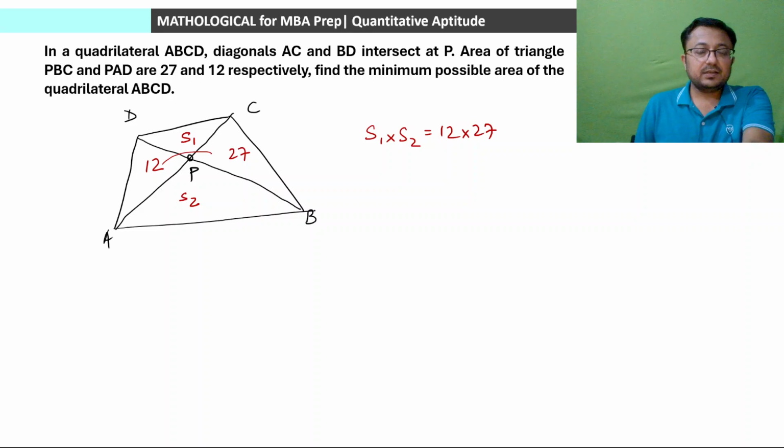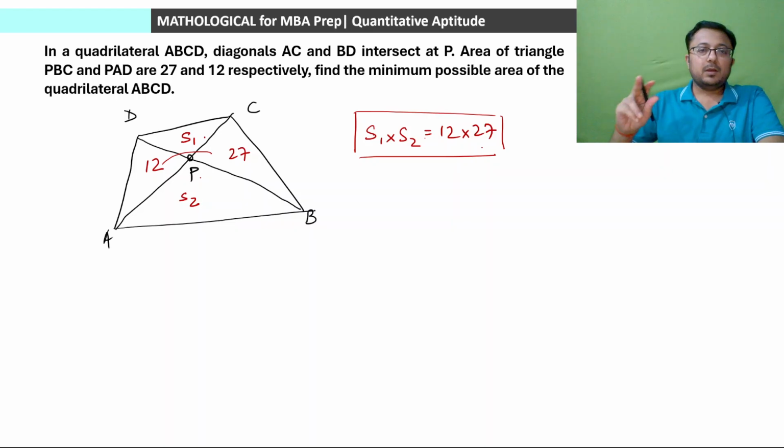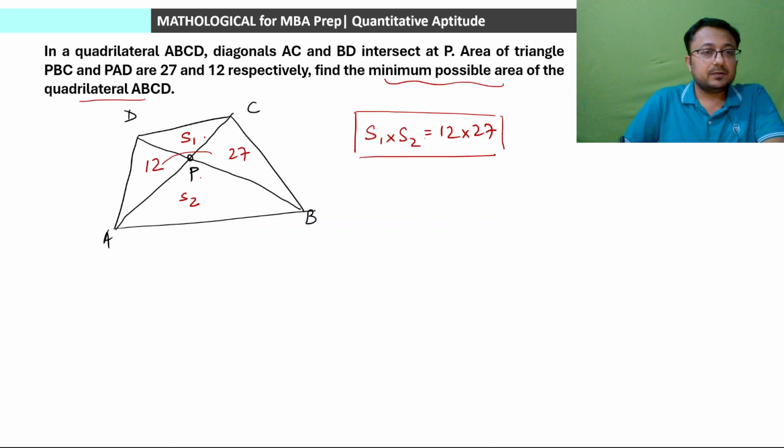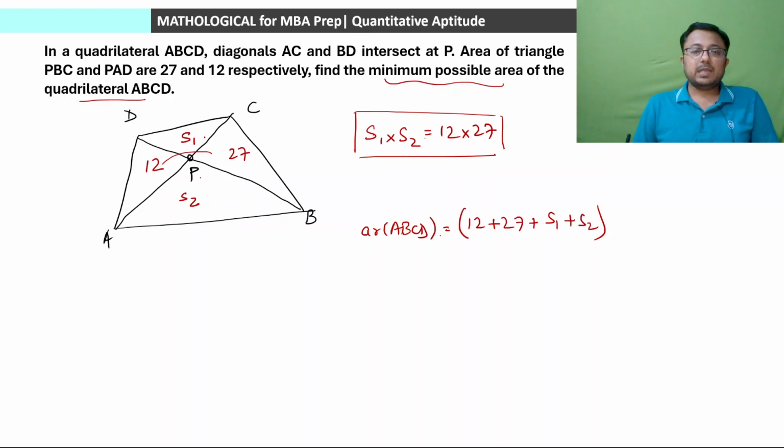So by the same property, S1 into S2 in this case will be equal to 12 into 27. So product of the areas is fixed, but question हमसे पूछा है minimum possible area क्या होगा of the quadrilateral. तो area of quadrilateral ABCD is equal to 12 plus 27 plus S1 plus S2. And if we have to minimize this area, we have to minimize the value of S1 plus S2. S1 into S2 fixed है, S1 plus S2 को हमें minimize करना है, तो AMGM लगा देते हैं.